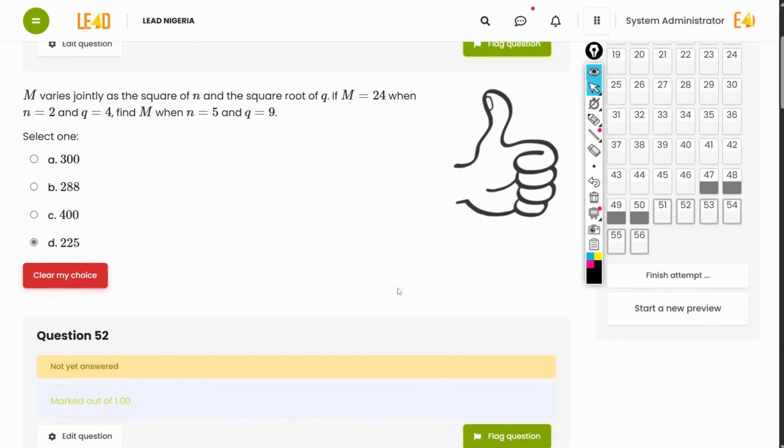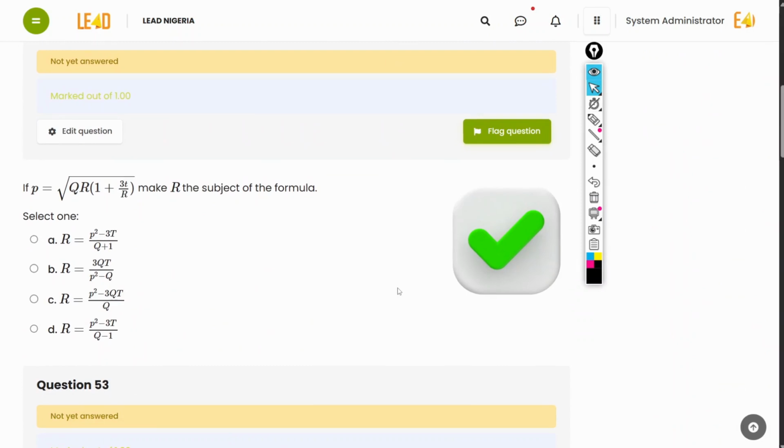That's for 51. Let's take on 52. For 52, we are told that P is this scary relationship right there. We're asked to make R the subject of the formula. Wow. Okay, let's begin. P is equal to the square root of QR bracket 1 plus 3t over R.